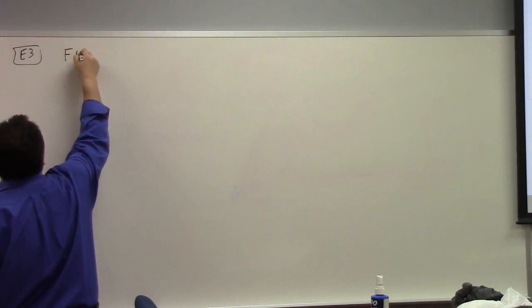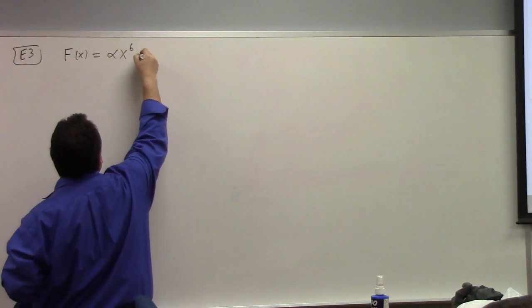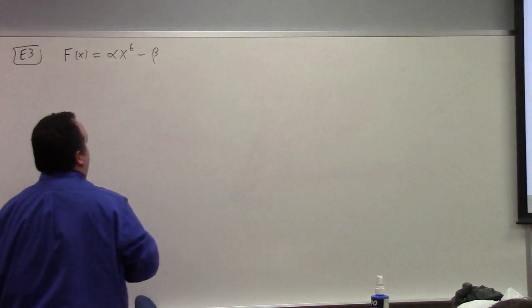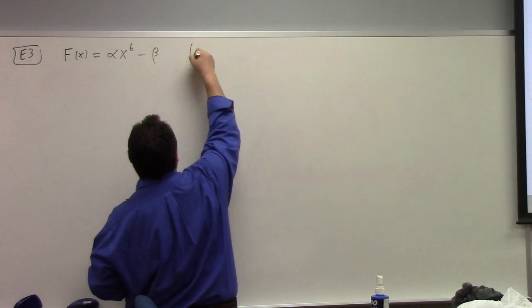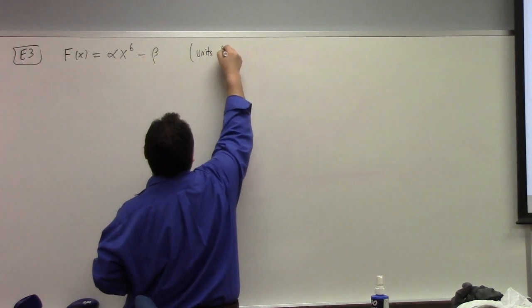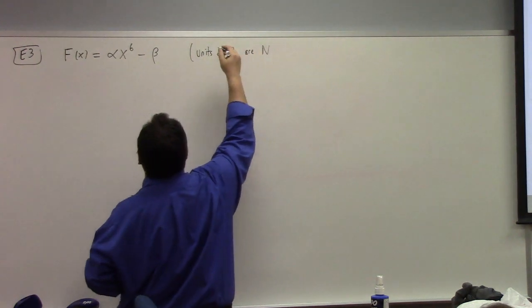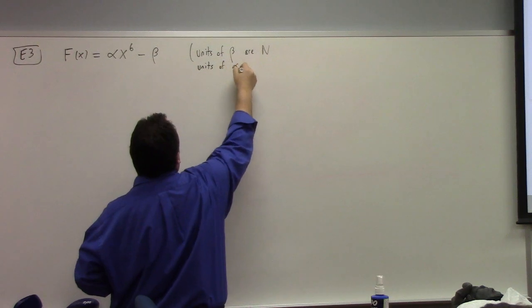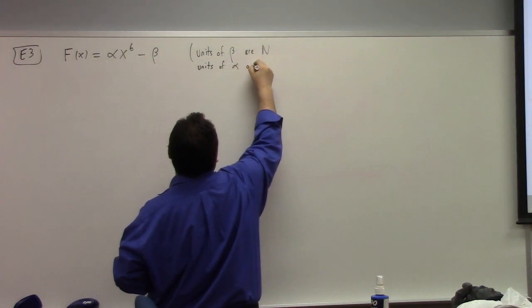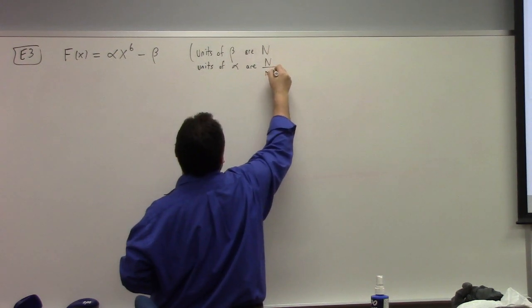So if I have f of x equal to, I don't know, alpha x to the 6th minus beta for appropriate constants alpha and beta, what would the appropriate constants look like? What are the units of beta? Newtons, right? What would the units of alpha be? They better be newtons over meters to the 6th, right?